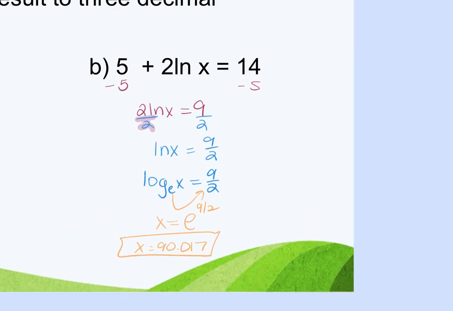And again, there's a log in the beginning, so I check it by saying if I plug that back into the variable, is what's next to that log or ln 0 or negative? It is not, so I keep that answer.